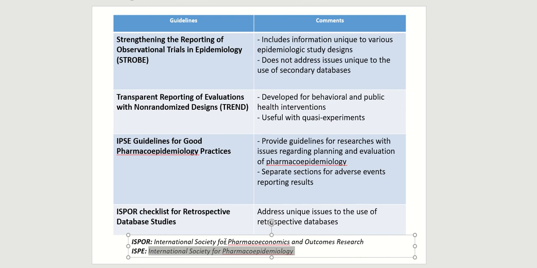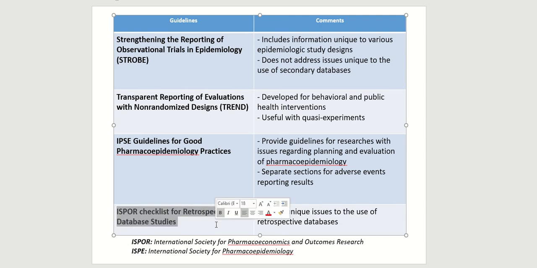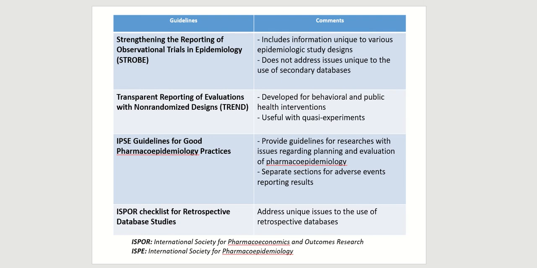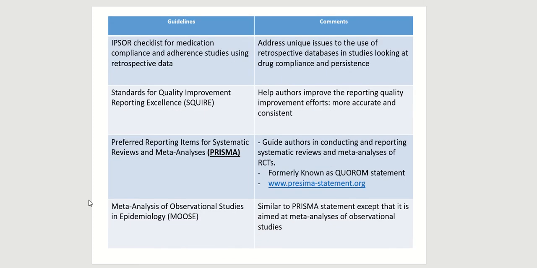And ISPOR, which is the International Society for Pharmacoeconomics and Outcomes Research, they also have their good checklist for retrospective data studies. They're very good. Other ones that you also need to be very familiar with are PRISMA and MOOSE. PRISMA is used for systematic reviews and meta-analysis, and you will hear about them a lot. And MOOSE is for meta-analysis of observational studies in epidemiology. Because meta-analysis is not only done for clinical trials, you can have meta-analysis of observational studies, and in that case you would use the MOOSE statements.